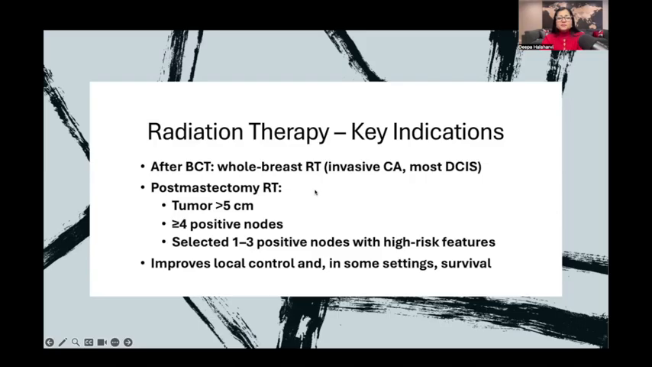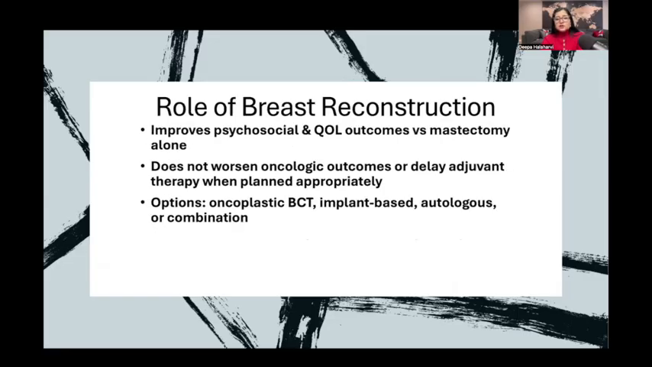Radiation therapy, usually given after lumpectomies. I said whole breast radiation. They can also get hypofractionated, short course radiation. There are some nuances with that. But for you guys, just for the boards, post-mastectomy radiation, typically larger tumor, many lymph nodes. It improves local control and some survival in some cases.